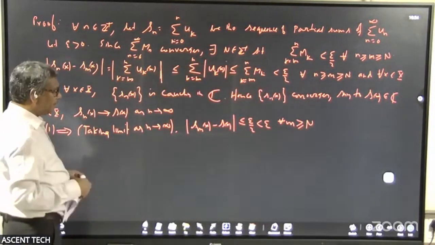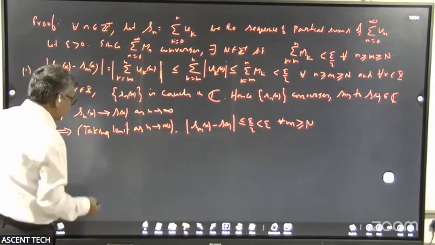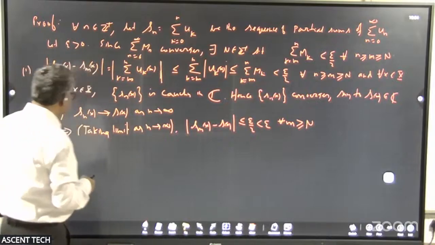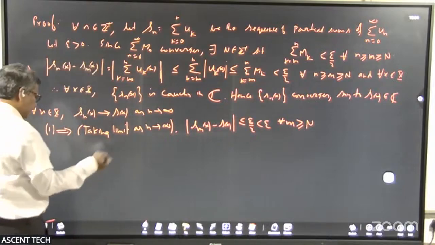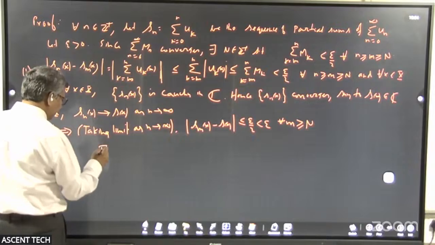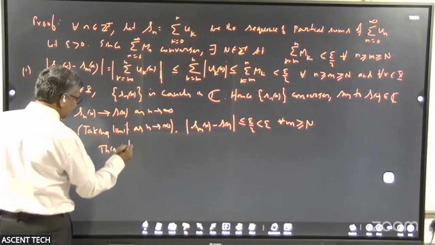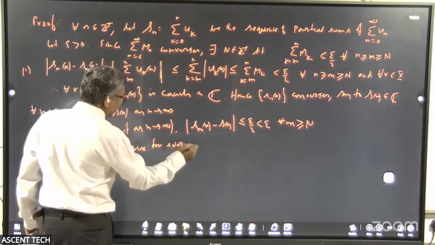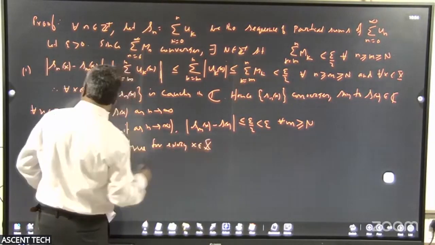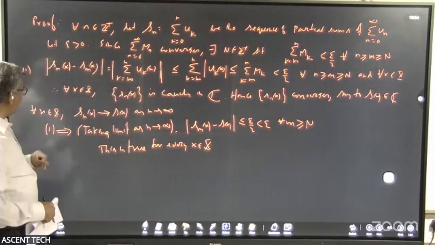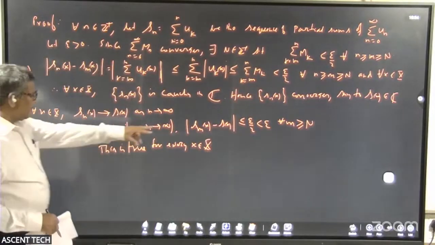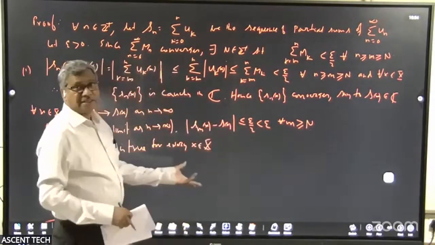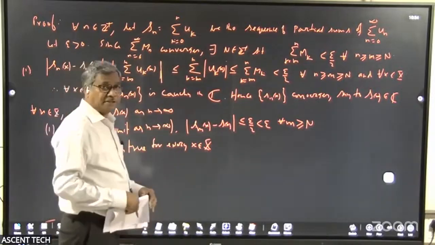So I just finished it. Therefore, convergence is uniform. This is true for every x. I had shown that for epsilon greater than 0, I'm able to find a capital N so that mod Smx minus Sx is less than epsilon for all m greater than n and for all x in X, which means that convergence is uniform.